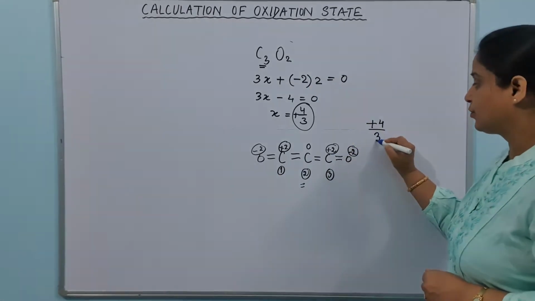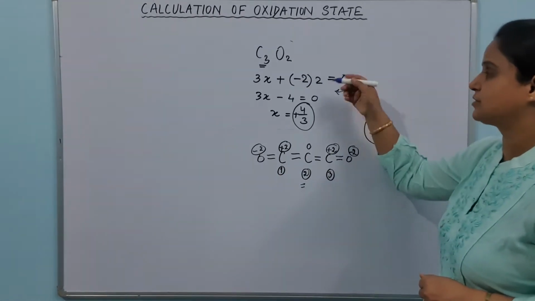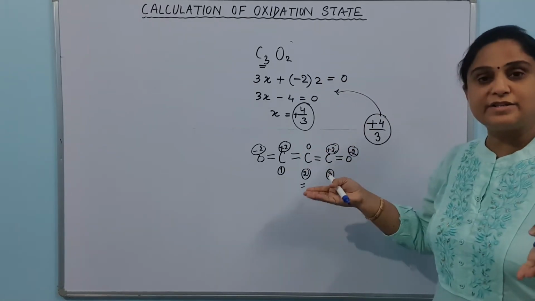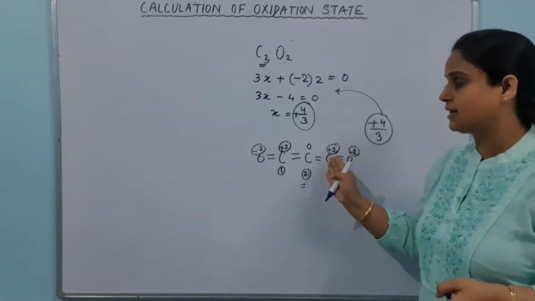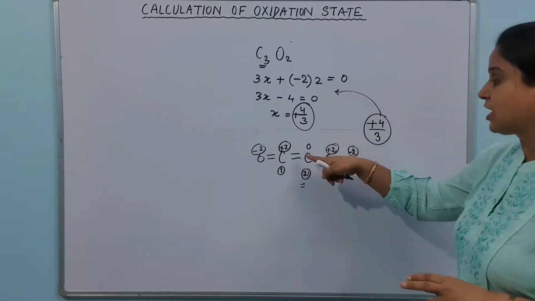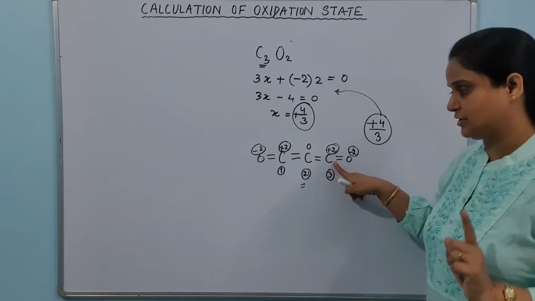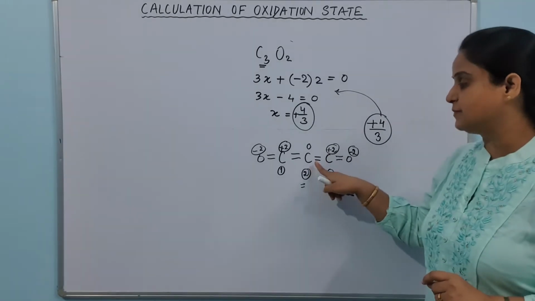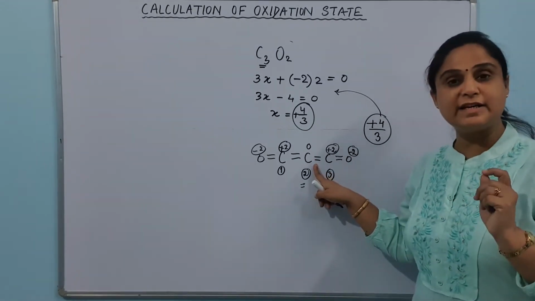So this is 4 by 3 we are getting in this case because we were taking the average here, but actually what is happening, how is this divided? Actually it is not divided. These two are at the plus 2 oxidation state and this is at 0. That is why the charge on these 2 carbon atoms is plus 2. Yeah, oxidation state of these 2 carbons is plus 2 and this middle carbon is at oxidation state 0.